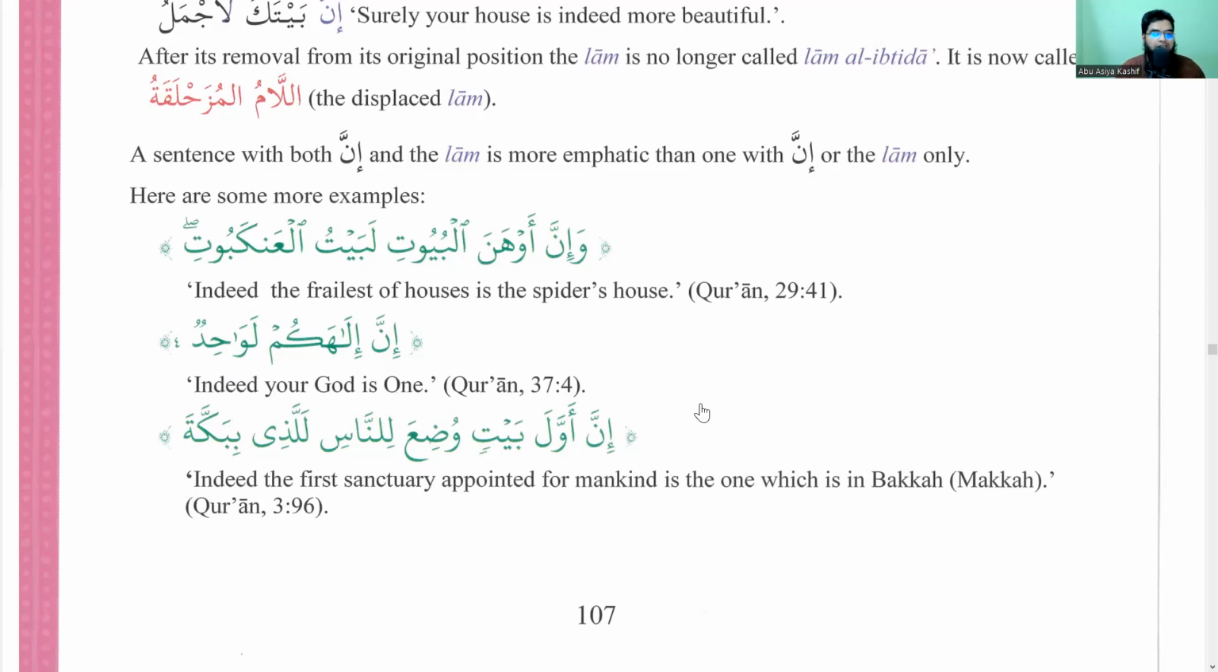Inna awwala baytin wudi'a linnasi lalladhi bi Bakka. See, lalladhi bi Bakka. Why is this lam? Double emphasis again. Inna awwala baytin wudi'a linnas. The first house which was built for people, right? Indeed, the first sanctuary appointed for mankind. Wudi'a, wada'a is to put, right? Wudi'a, passive. Lalladhi bi Bakka is the one in Bakka. Bakka is Makkah. Makkah's another name is Bakka. The one which is in Bakka. So lalladhi, why did this lam come? Because muzhalaqa.